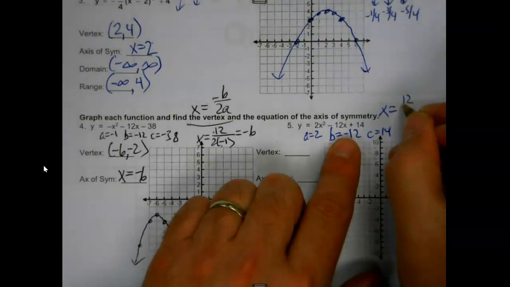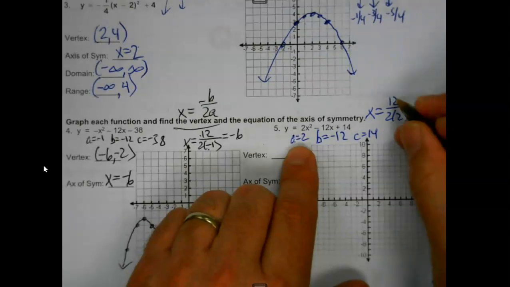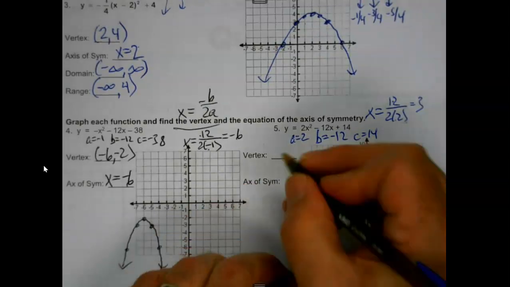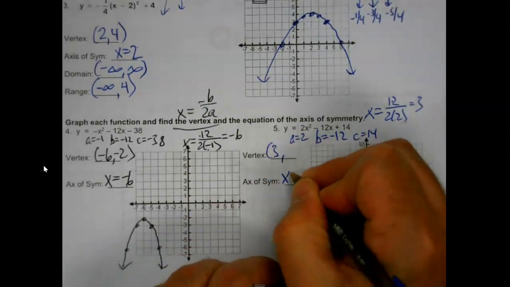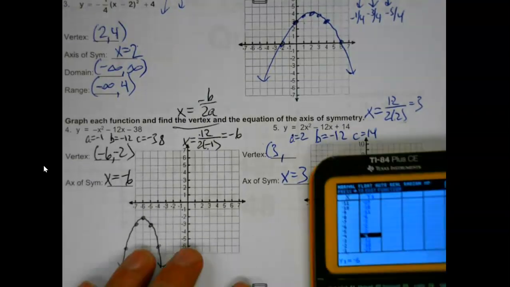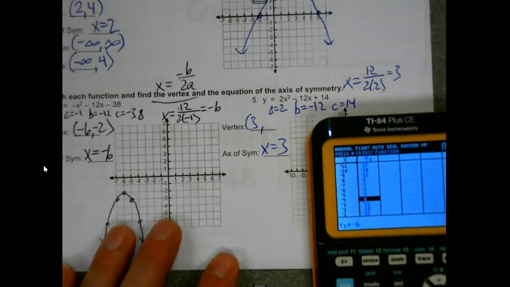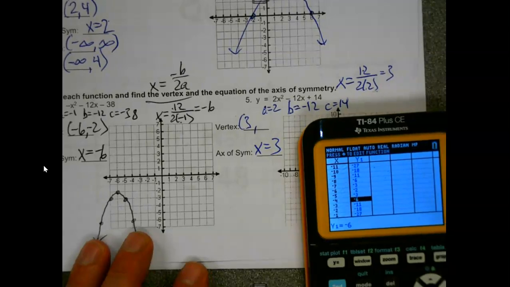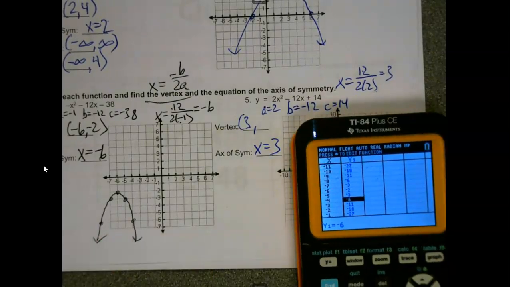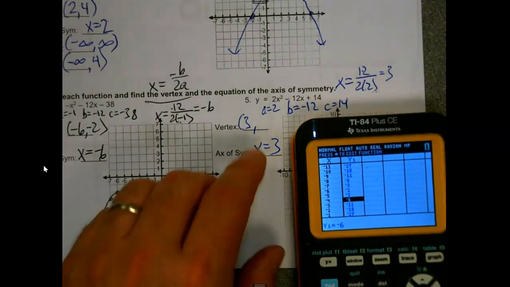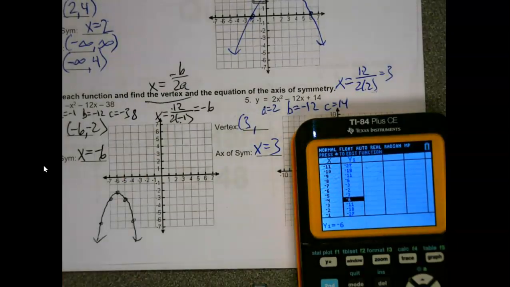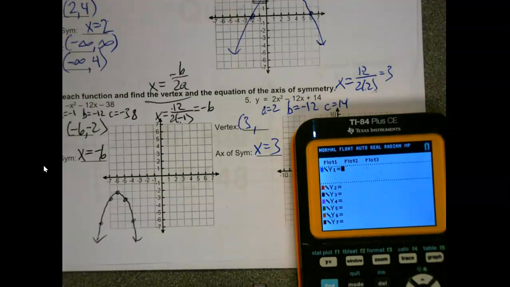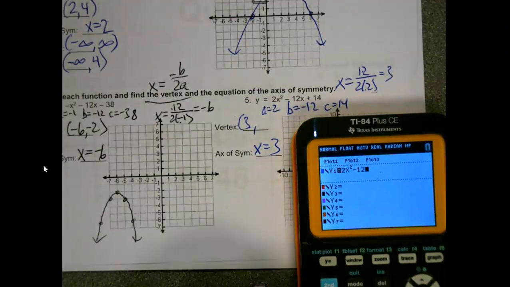Opposite of B, 2A. 12 divided by 4 is 3. Again, take advantage of the situation. I mean, I could plug the 3 back in. I could use the pattern here. But to be honest, am I going to plug that back in and then go? I mean, I could. I'm going to show you both because I'm just goofy like that.